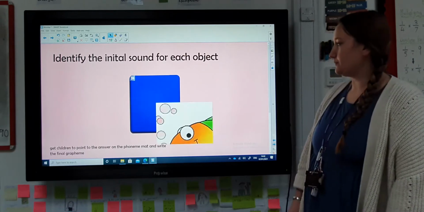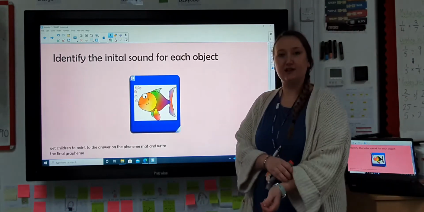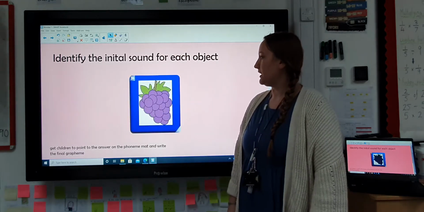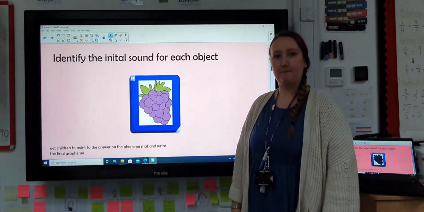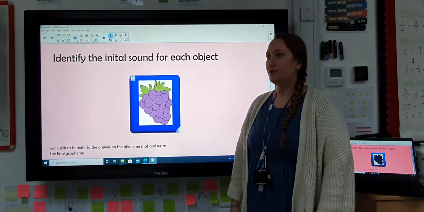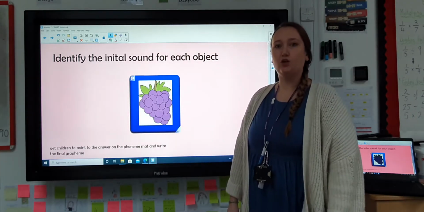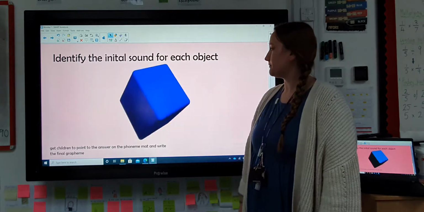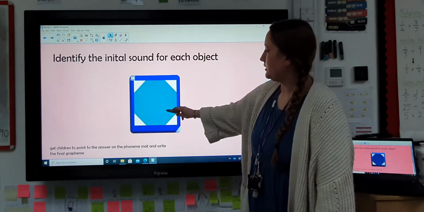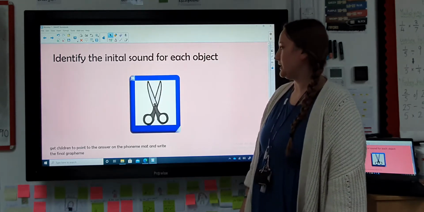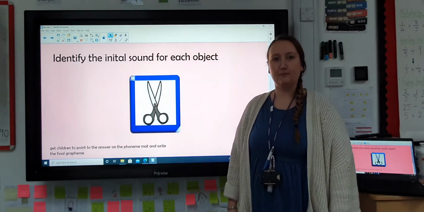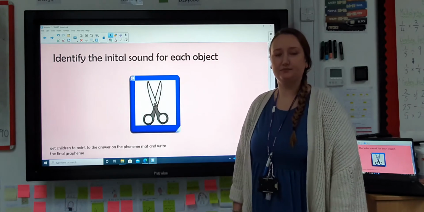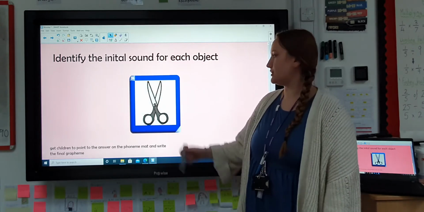So we're going to look at the object and then we're going to identify the initial sound, which is the first sound of each object. Okay, so what is this? Grapes. What is the first sound, the first phoneme in grapes? It's G. Oh, that's not worked. Let's try another one. So we have here, what do we have? Scissors. What's the first phoneme in scissors? It's S.